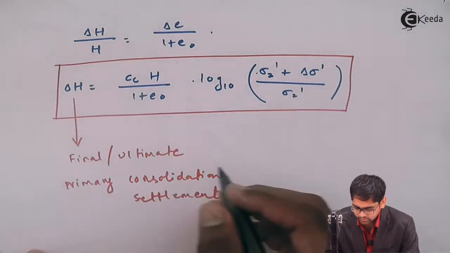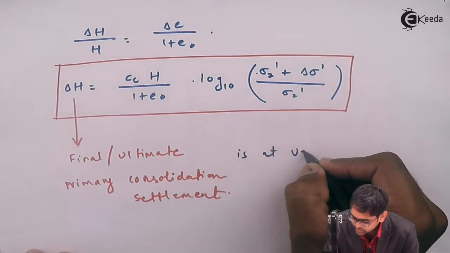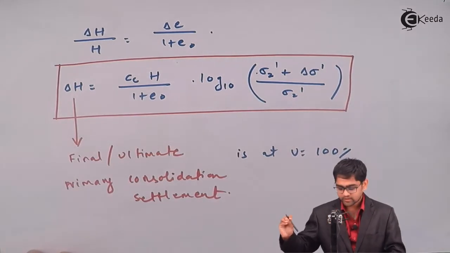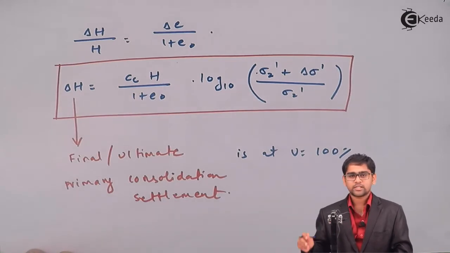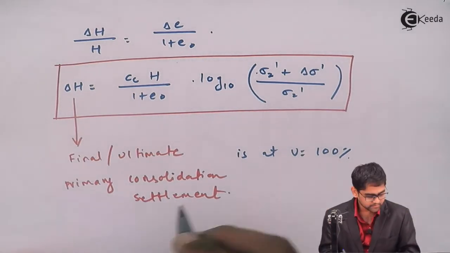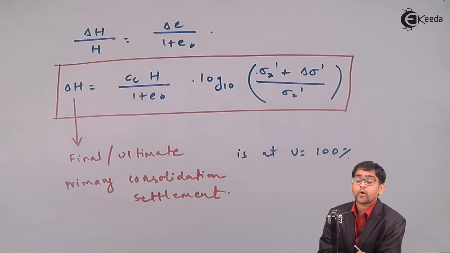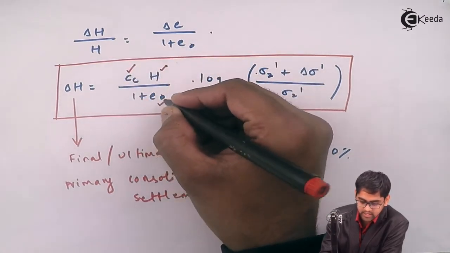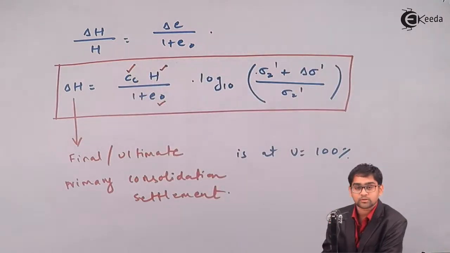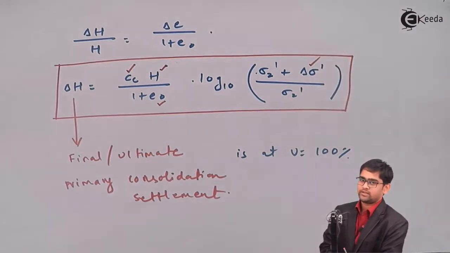So this particular value of the final ultimate consolidation settlement is at U equal to 100%. That means we say this settlement has occurred, that is, 100% primary consolidation is achieved. So this is at 100% degree of consolidation. But if you recollect, in this equation the ultimate value of the consolidation settlement depends on the thickness of the specimen, soil properties, the initial as well as the compressibility characteristics of the soil, and it is also very much dependent on the increase in the stress levels.